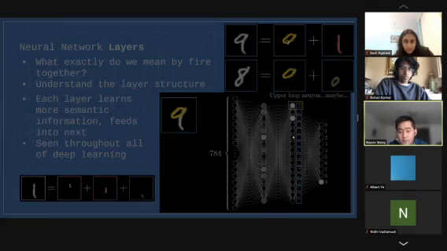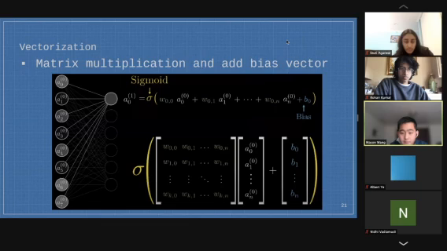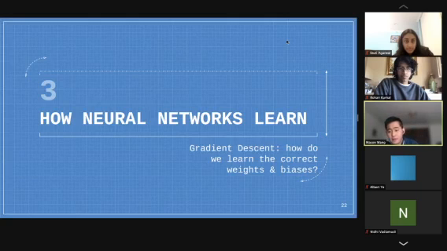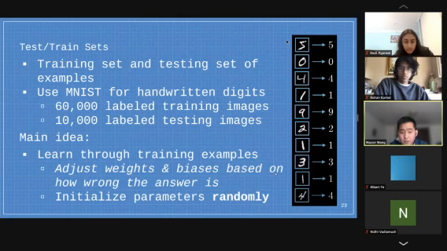And that leads me to how neural networks learn, talking about gradient descent, and how exactly do we learn the correct weights and biases? Because when we initialize those parameters, we initialize them randomly, which means your input will get some random output, and it's not going to be doing very well at all. And so how does this neural network learn, right? We use a training set. And a testing set.